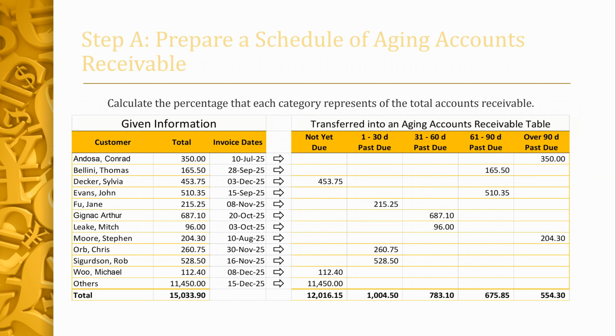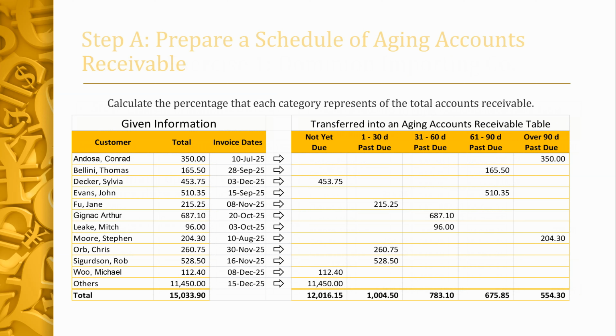Next, we need to identify the percentage of each aging period in relation to the total accounts receivable. See the bottom totals. $15,033.90 is due to Dominion Importing Company from all of their customers. Of that amount, $12,016.15 is not yet due.